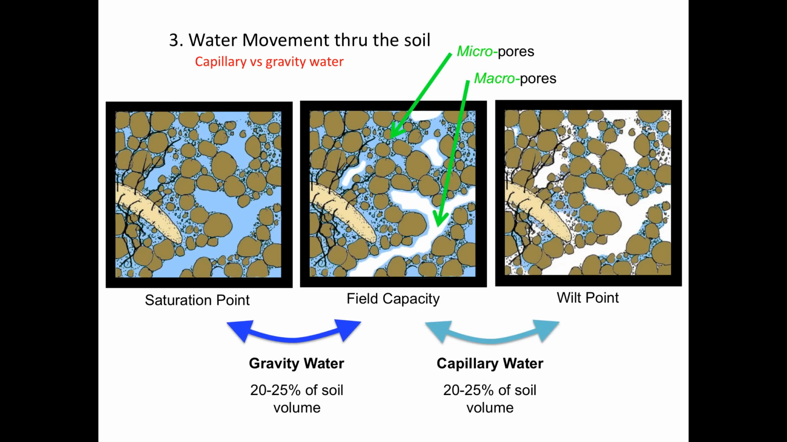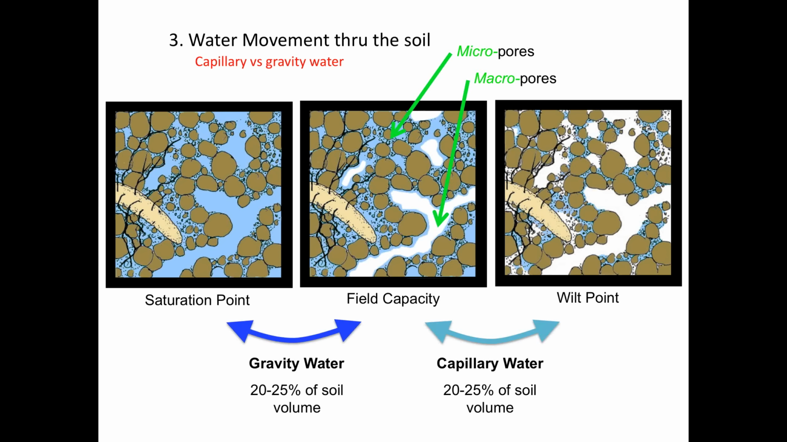So if we start with the soil completely full of water at saturation after the storm, it starts to drain down, releasing the water out of the macropores, and that generally happens anywhere from an hour in a very sandy soil to 24 or even 36 hours in a heavier clay soil.